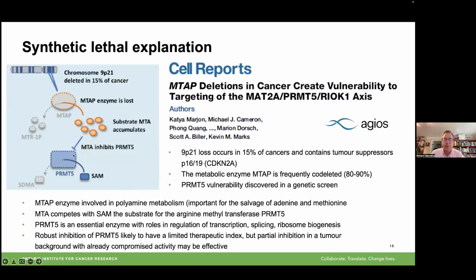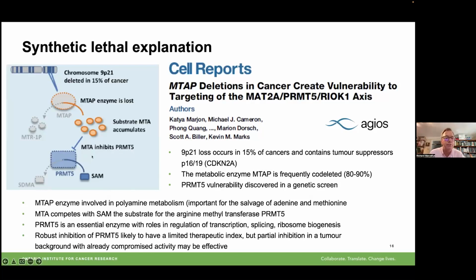PRMT5 is a very essential protein in the cell. You wouldn't want to permanently delete this, but in a situation where it's already partially inhibited by excess MTA, any other perturbations on the pathway, either hitting MAT2A, which makes SAM, or knocking down PRMT5 a bit, or its binding partner WDR77, will combine the two factors together.